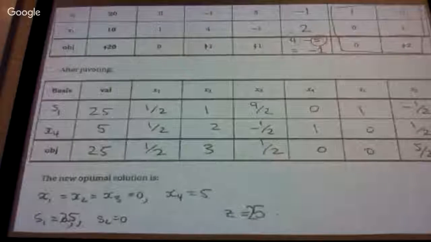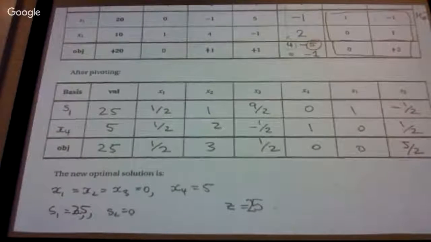Okay, any questions about this exercise? Okay, we've covered changing the right-hand sides. We've covered adding a new decision variable, and the next thing on the list, I think, was adding a new constraint. So adding a new constraint is what we should learn today.